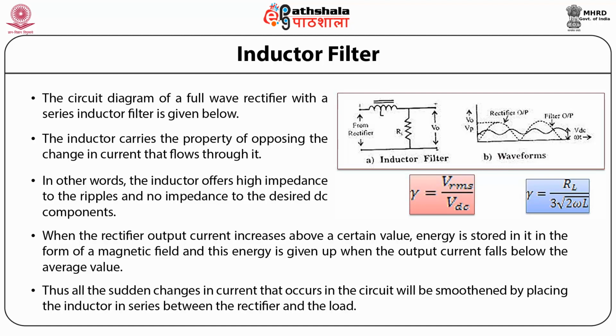So the waveform over here shows the use of the inductor in the circuit, and it shows the difference between the rectifier output, which is shown by the dotted line, and the filtered output. Now, as we know, the ripple factor is given by Vrms by Vdc. So in this case, it is equal to RL by 3 root 2 omega L.